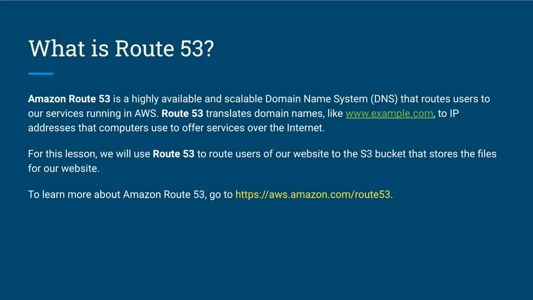Amazon Route 53 is a domain name system that translates domain names like www.example.com to an IP address that computers use to offer services over the internet. For this lesson, we will use Route 53 to route users of our website to the S3 bucket that stores the files for our website. To learn more about Amazon Route 53, go to aws.amazon.com/Route53.